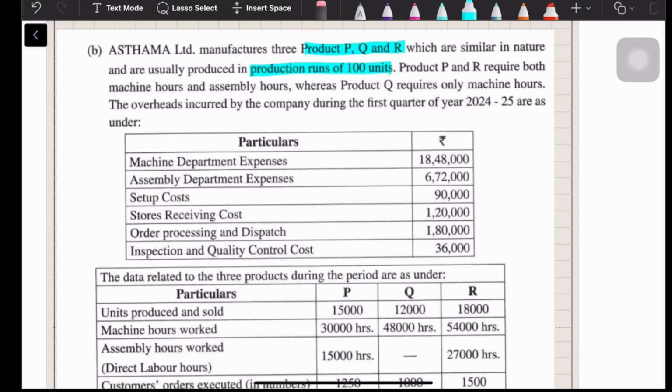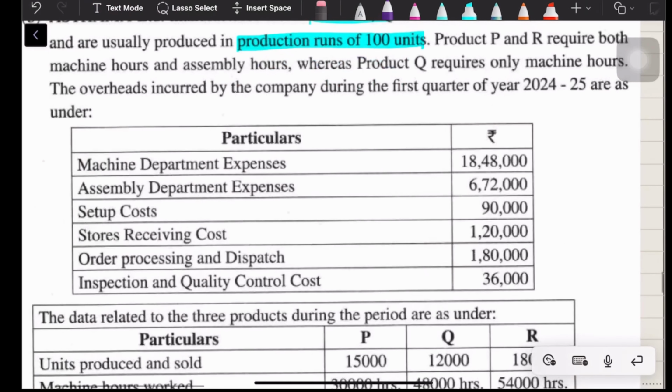Asthma Limited manufactures three products PQR which are similar in nature and are usually produced in production runs of 100 units. Here production run and batches are used interchangeably. You should be aware about that. Products P and R require both machine hours and assembly hours, whereas product Q requires only machine hours. The overhead incurred are given in the table.